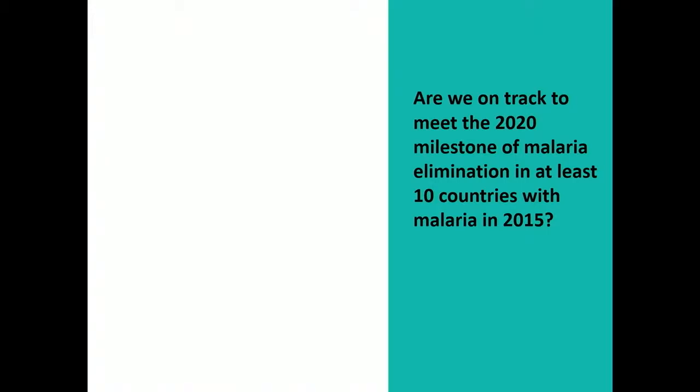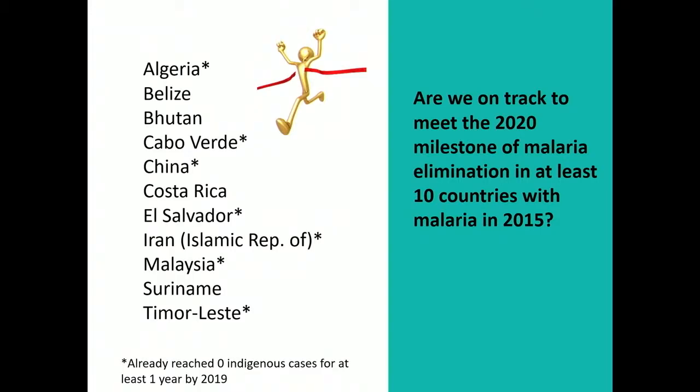So are we on track? We've got now less than a year and a half till the end of 2020 to meet our 10-country milestone. And I'd say, yeah, I think we're in good shape. Currently, we have 7 countries out of 11 that have reached 0. Algeria, Cabo Verde, if we are talking about at least a 12-month period. China, which reached 0 cases in 2017. El Salvador, which also reached 0 in 2017. And then Iran, Malaysia, and Timor-Leste, which just reported recently that they all reached 0 indigenous cases in 2018.